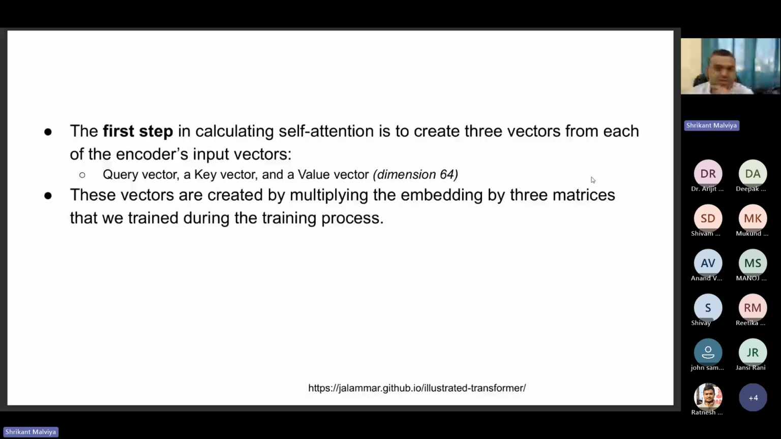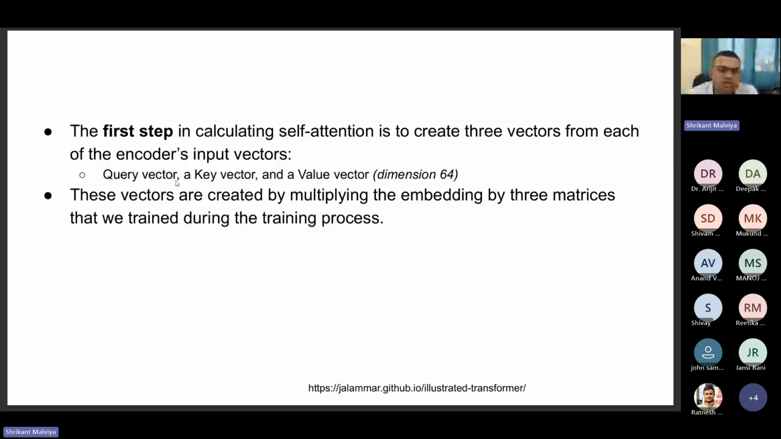There are certain steps to that. The first step for calculating self attention is that for each word, we require three vectors: the query vector, key vector, and value vector. You can understand the query vector as me asking something. I have this query, and there is a dictionary given, which consists of keys and values.